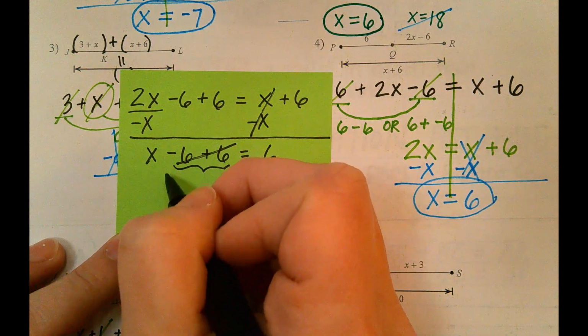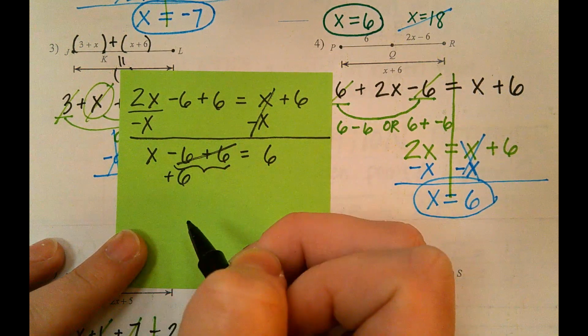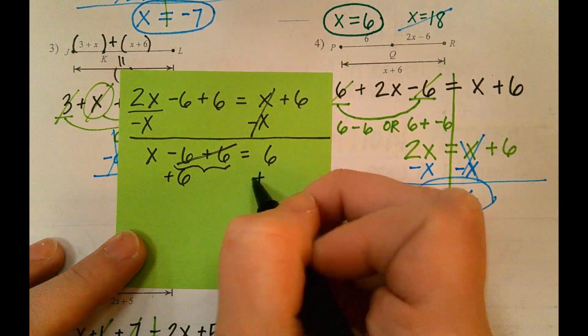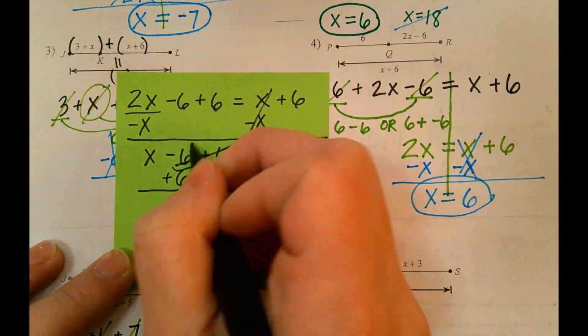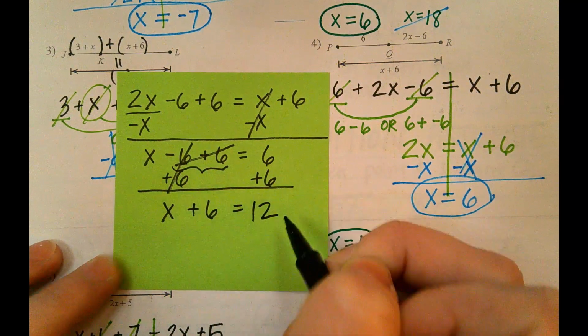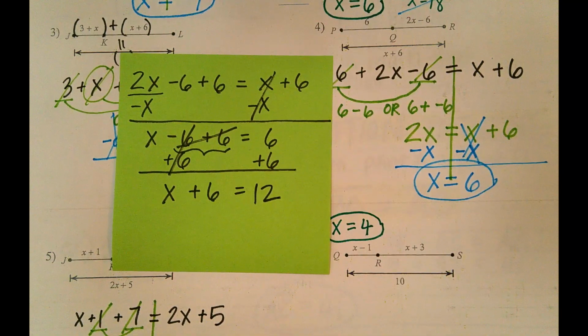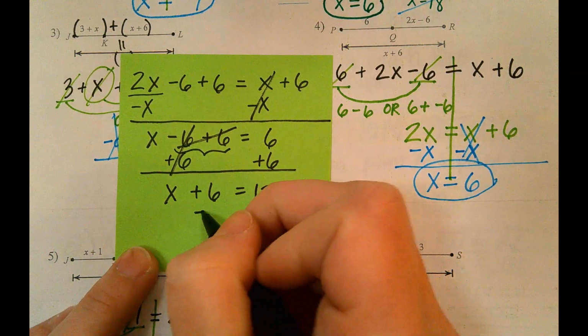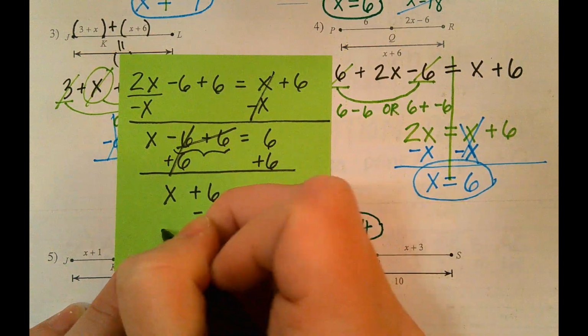Okay. So you added 6 to your minus 6, right? Yeah. And you canceled that out on both sides. Okay, that's correct. You can do it this way. And now you have x plus 6 equals 12. And then what did you do? Subtracted 6 from both sides. Yes. Guess what? This is also right.